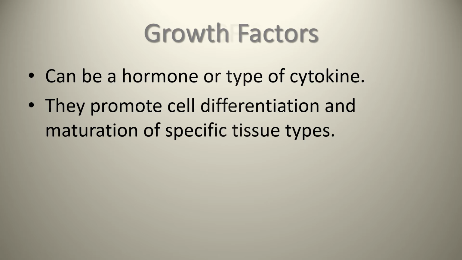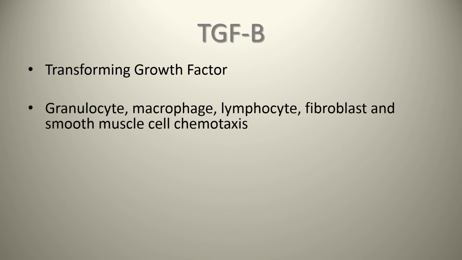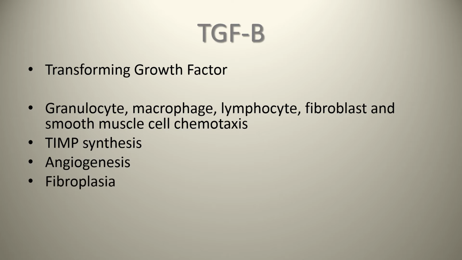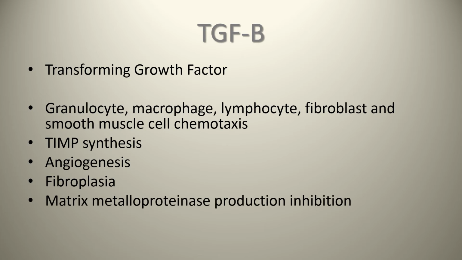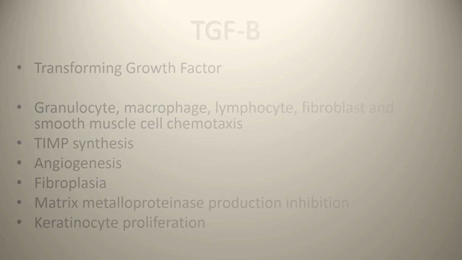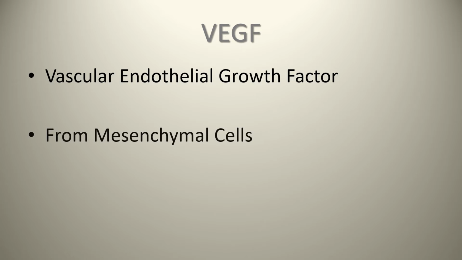TGF-beta, transforming growth factor beta. This is involved with granulocytes, macrophages, lymphocytes, fibroblasts, and smooth muscle cell chemotaxis. There's TIMP synthesis, angiogenesis, fibroplasia, matrix metalloproteinase production inhibition, and keratinocyte proliferation. VEGF, or vascular endothelial growth factor, is from mesenchymal cells. This is involved in vascular permeability and endothelial cell proliferation.